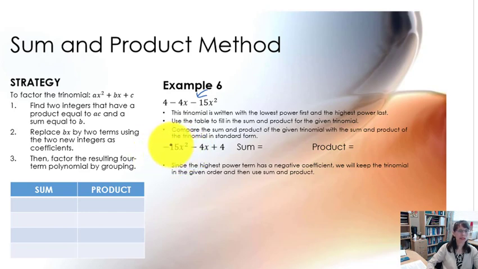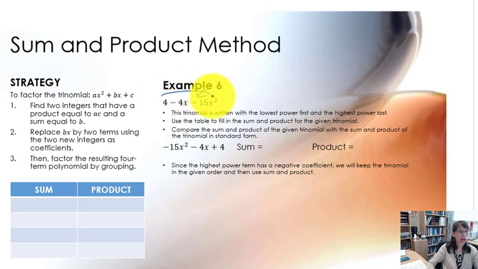Sometimes people get a little uncomfortable working with those negatives, but I want to reassure you that we can still use sum and product even if this trinomial is written from the lowest to the highest power. The only time we really would want to write it from the lowest to the highest power is if that highest degree term has a negative. We're going to check the sum and product just to make sure everything is still correct.